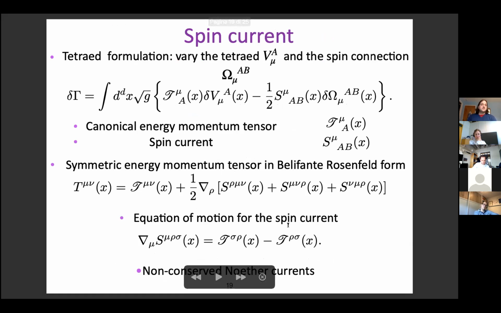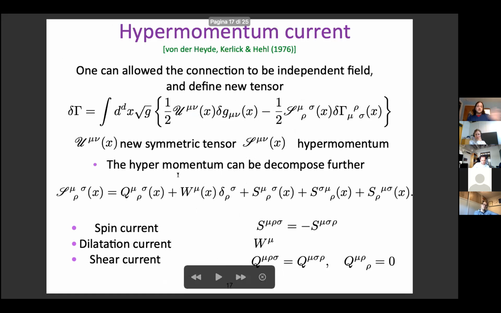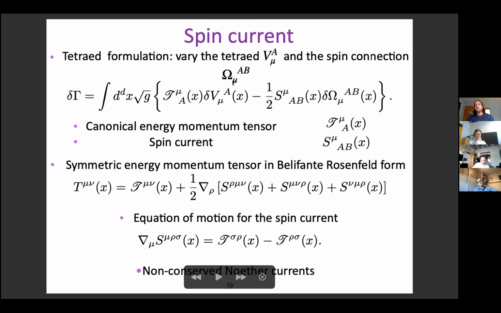And what happens to the spin current? In this case, since it's antisymmetric, it does not enter the energy momentum tensor. In order to see that, you have to formulate everything in terms of the tetrad, the Vierbein. So you define a tetrad, this V^A_mu, and you define a spin connection, omega^AB. Then you can play the same game. You vary the tetrad at fixed spin connection, and then the spin connection at fixed metric. And then you get the definition of these two objects.